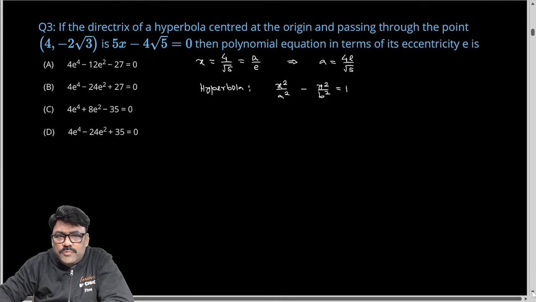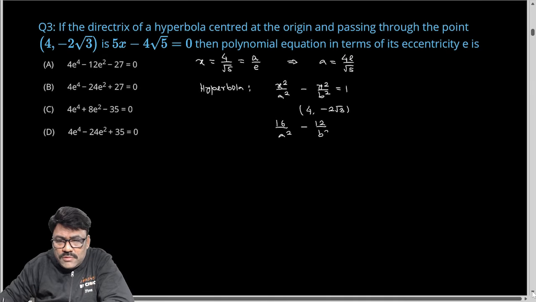It is passing through the point (4, −2√3). So this point (4, −2√3) must satisfy this hyperbola. So you will get 16/a² − 12/b² = 1. Or you can write 16b² − 12a² = a²b².